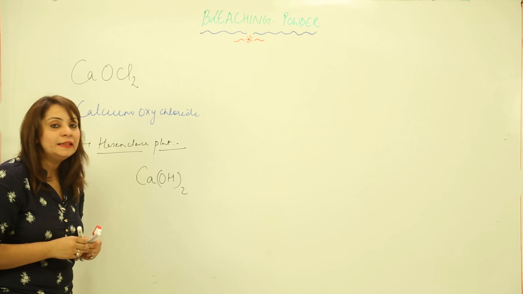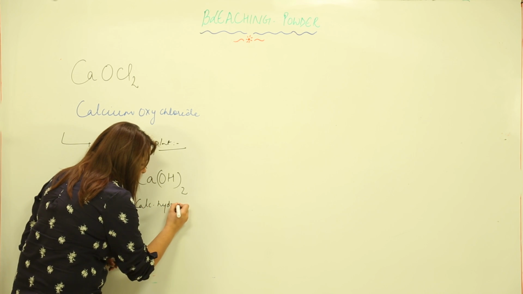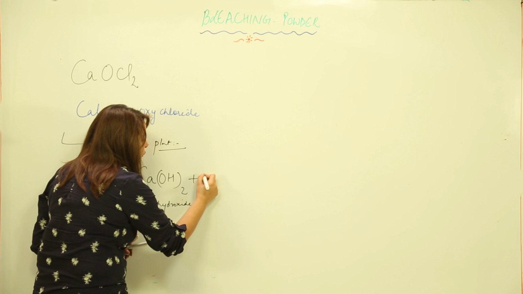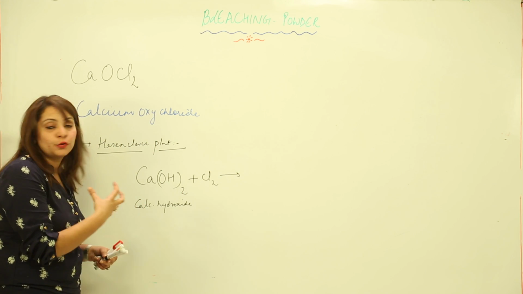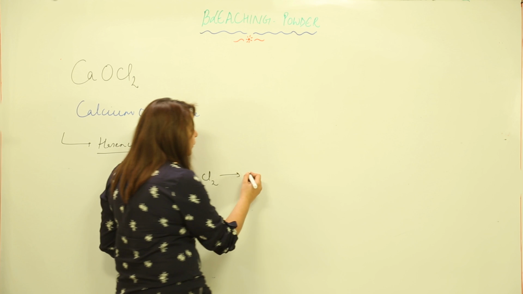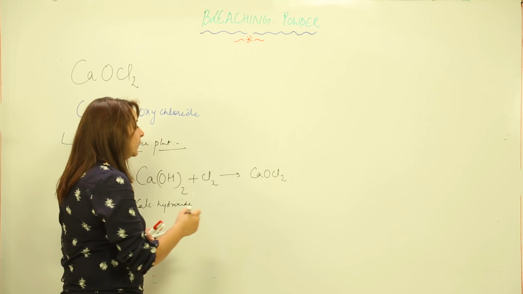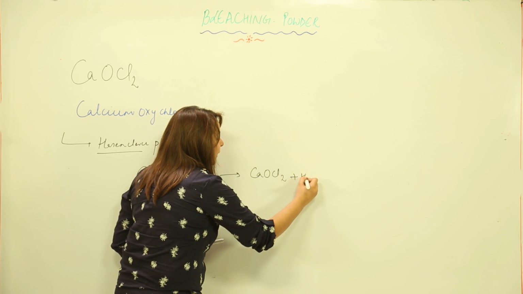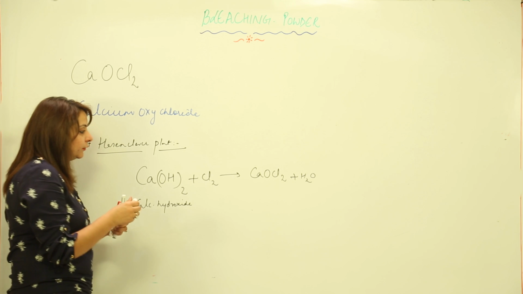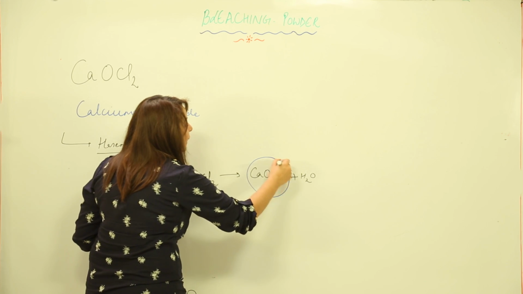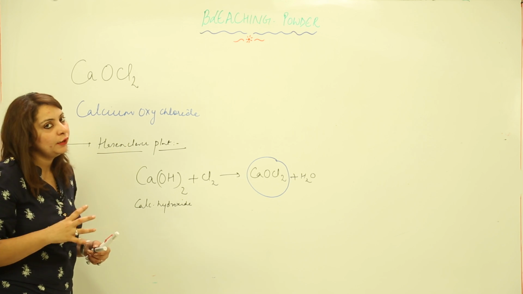That is slaked lime. So I'll just write here, we require calcium hydroxide and we'll mix it with chlorine. And when we pass the chlorine gas through calcium hydroxide, it leads to the formation of the compound we are looking for, that is calcium oxychloride, and along with that water vapor. So this is the bleaching powder and how it is prepared, right? So this is the calcium oxychloride.